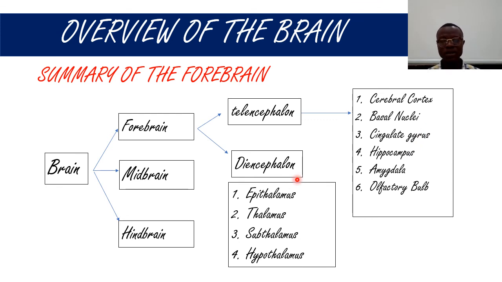Next, the diencephalon, as stated, has four major parts. We have the epithalamus, the thalamus, the subthalamus, and the hypothalamus. Each of these substructures listed here is very important, and in our next tutorial we will try to look at each of these structures, discuss the cerebral cortex, the basal nucleus, and so forth.